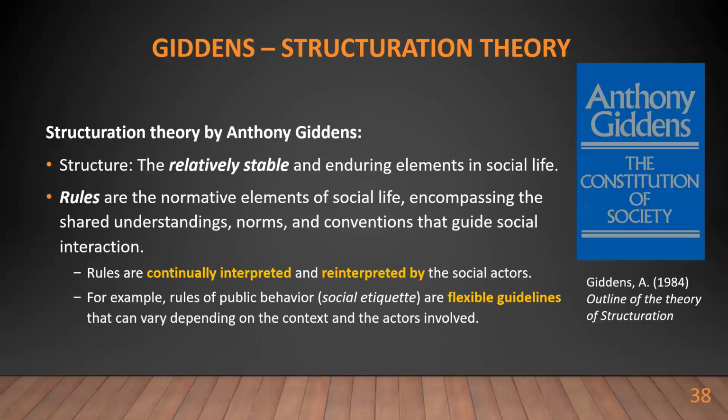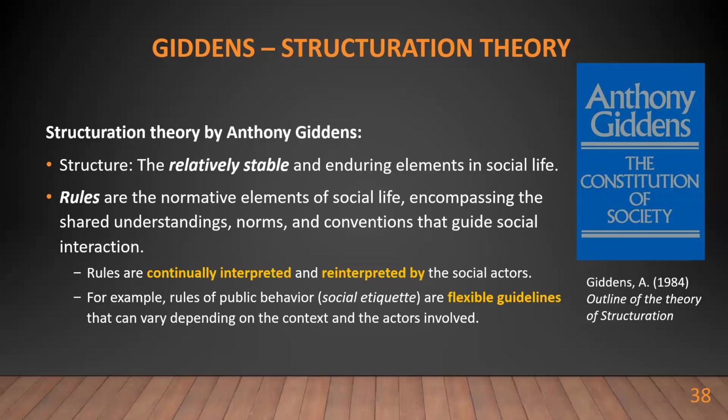Now, structure is the relatively stable and enduring element or elements in social life, because structure usually consists of many, many things, many institutions. And here you see the book where it all comes from. It's 1984. Giddens published The Constitution of Society with the subtitle Outline of the Theory of Structuration. And those structures are expressed by the rules, which are normative elements in social life, encompassing the shared understandings, norms, and conventions that guide social interaction. Rules are continually interpreted and reinterpreted by the social actors. So rules, important to understand.